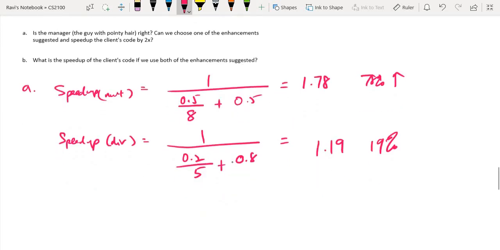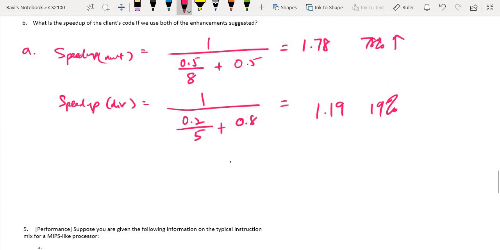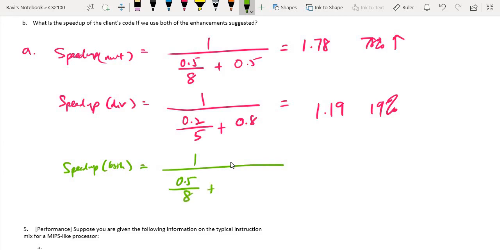Now if I were to combine both the multiplication and division improvements, the overall speedup would be 1 over the multiplication, which is 50% improved by 8 times, plus the division, which is improved by 5 times, plus whatever is remaining, so 0.5, 0.2, so the remaining is 0.3. That will give me 2.48, which is a 148% improvement.